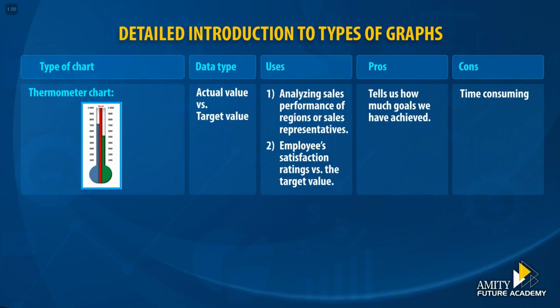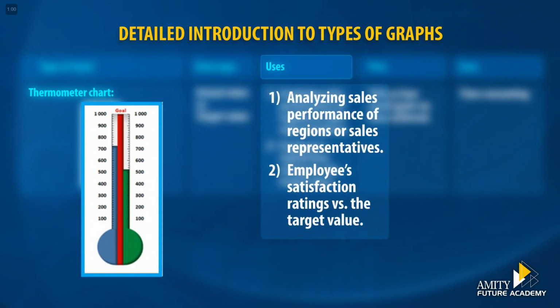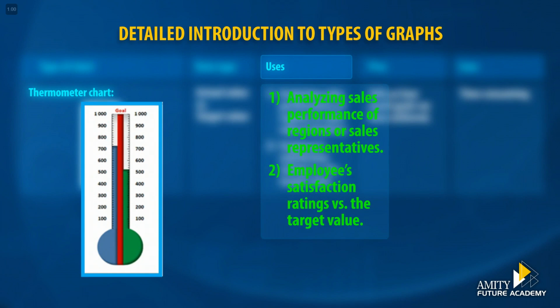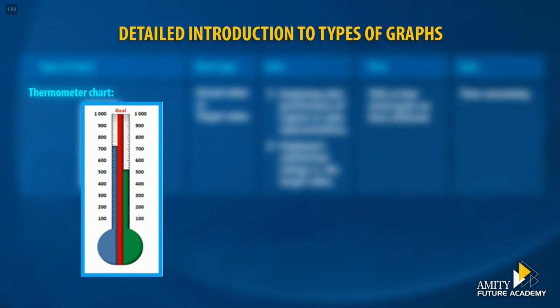Thermometer chart is the chart which tells us about the goals that we were expecting to achieve and the goals that we have achieved. The data type that is used is actual value versus the target value. A few uses being, it is used to analyze sales performance of regions or sales representatives or employee satisfaction ratings versus the target value. The pro being, it tells us how much of the goals we have achieved, and the con being, it's a bit time consuming to make because it is a customizable chart.